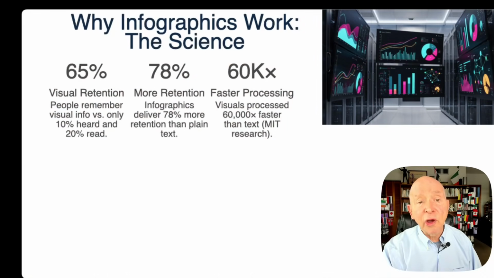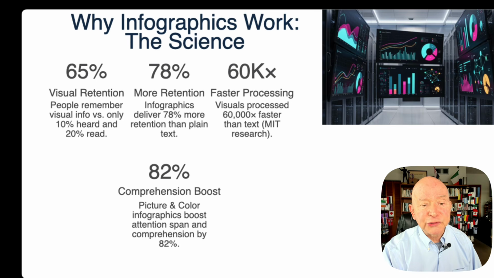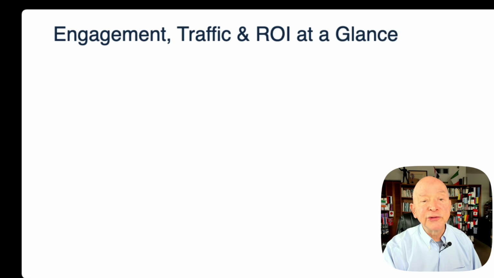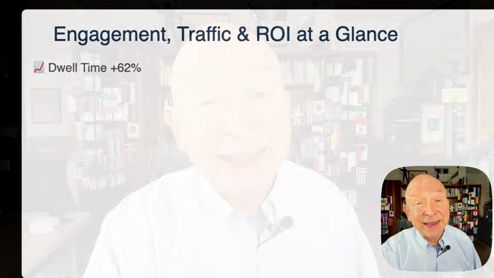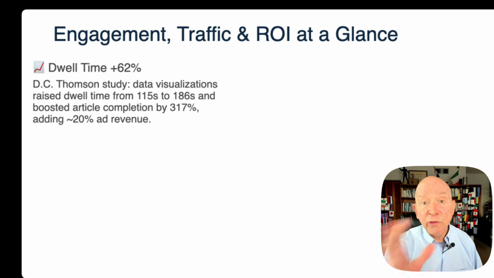This means that people are going to retain it, they're going to look at it better and stay in there, more likely to move them faster down the line of getting to know you and get involved with you purchasing. And get this, 82% comprehension boost. When you use picture and color infographics, like I just showed you before, it boosts attention span and your comprehension 82%. Pretty amazing. And also, for your engagement, your traffic, and your return on investment, that ROI, with dwell time up 62%, which by the way is what LinkedIn is looking for right now. They want dwell time. Well, now with this, you get it up 62% more dwell time.